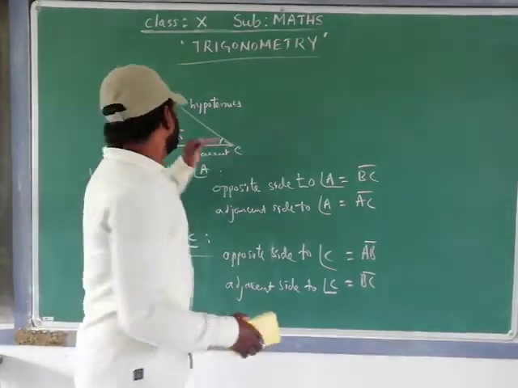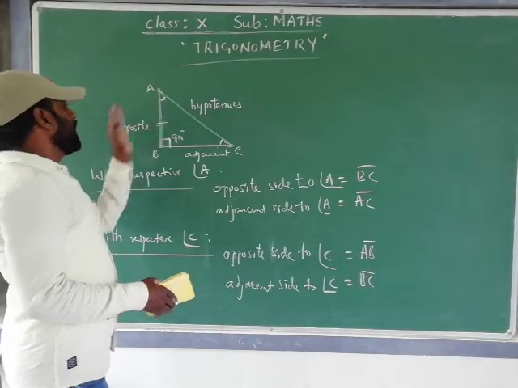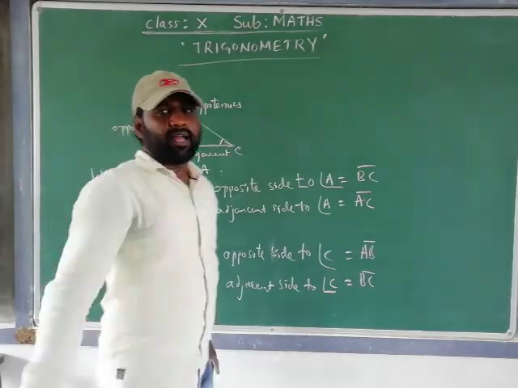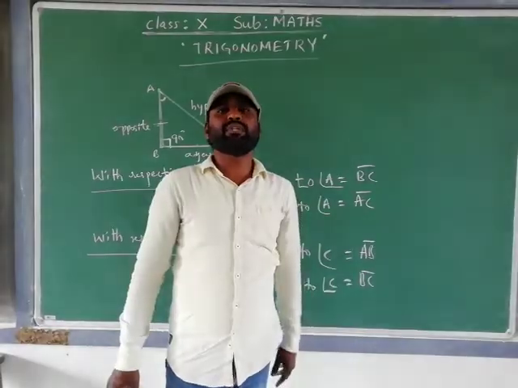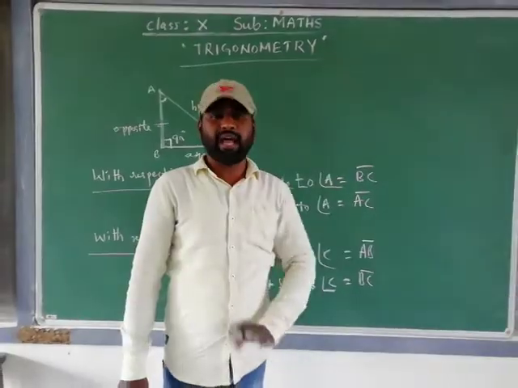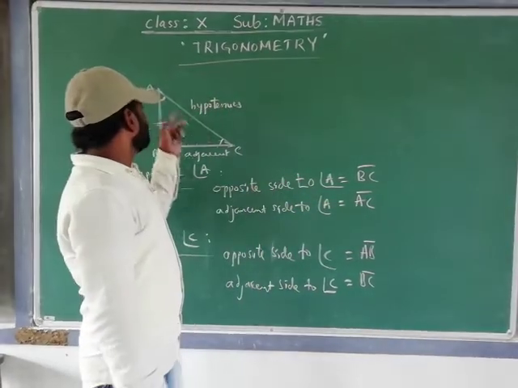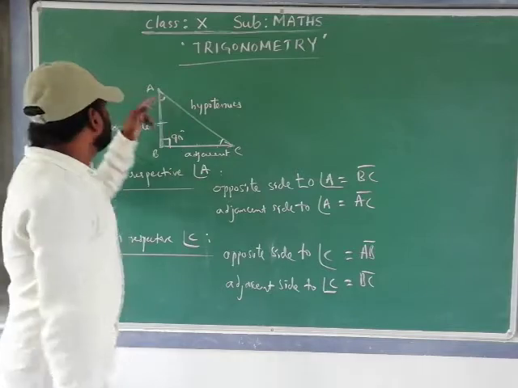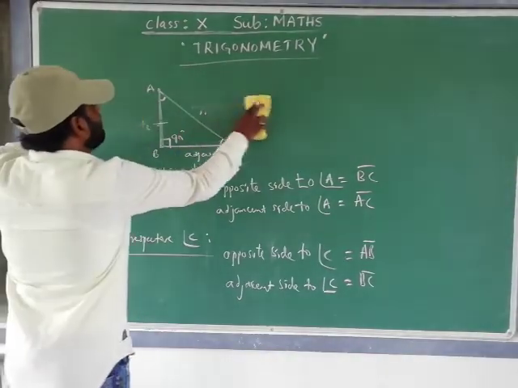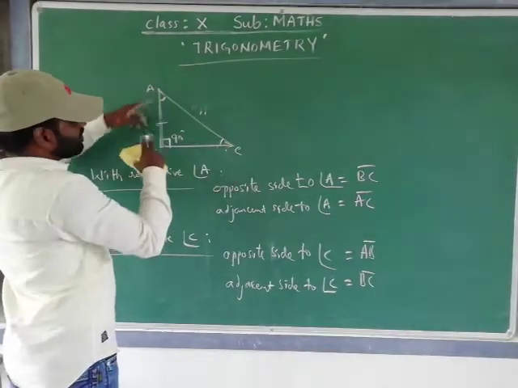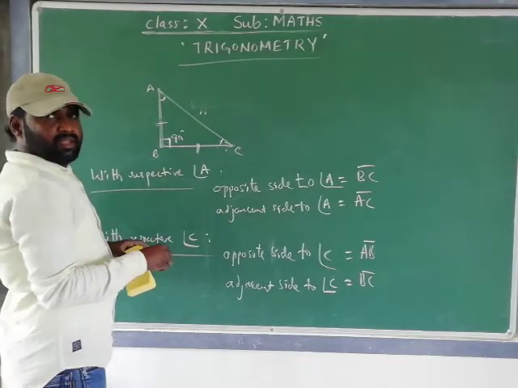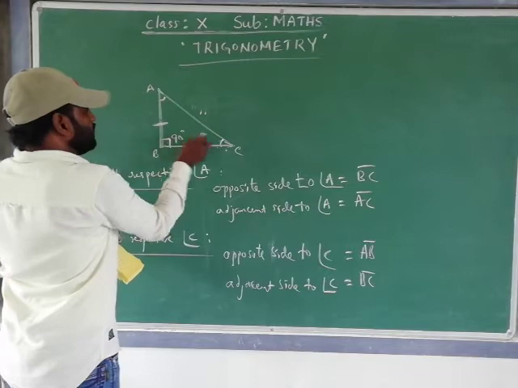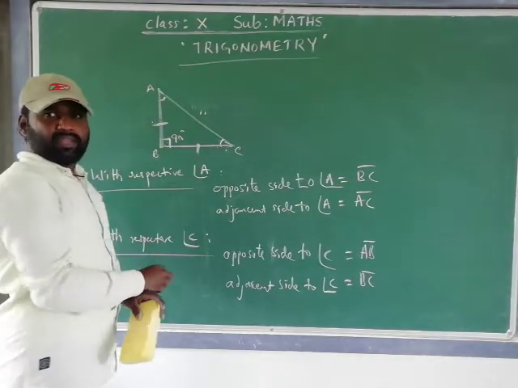You should know the meaning of hypotenuse, adjacent side, and opposite side. In a right angle triangle, the side which is opposite to the right angle is known as the hypotenuse. And the remaining two other angles will be there, no? It depends on which angle you are dealing with. If you take with respect to A, this will become opposite, this will become adjacent. If you talk with respect to C, this will become opposite, this will become adjacent.